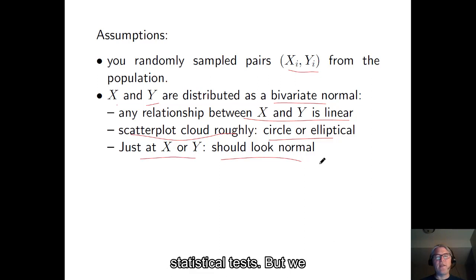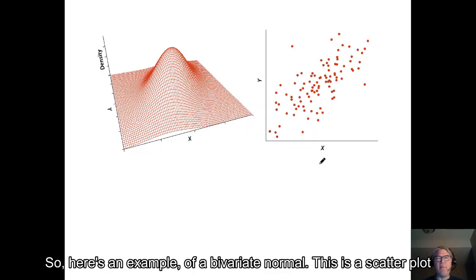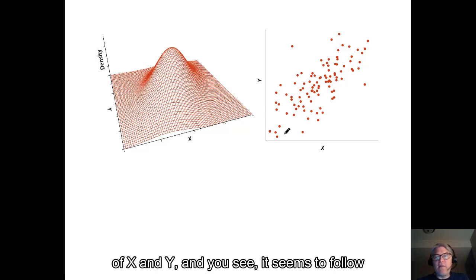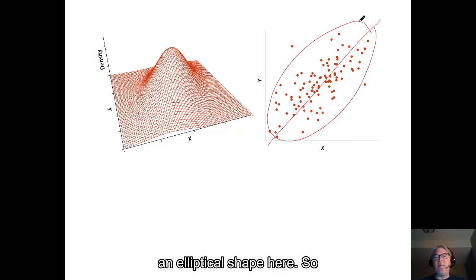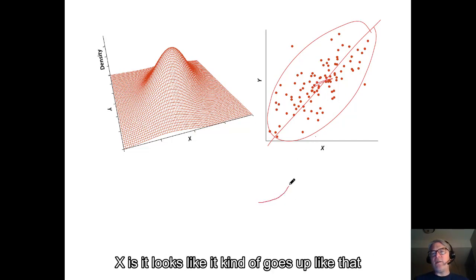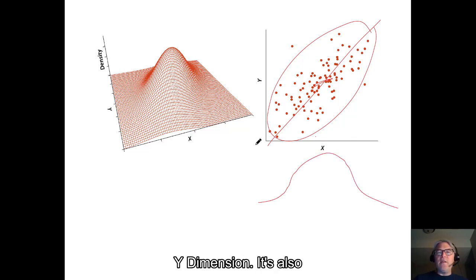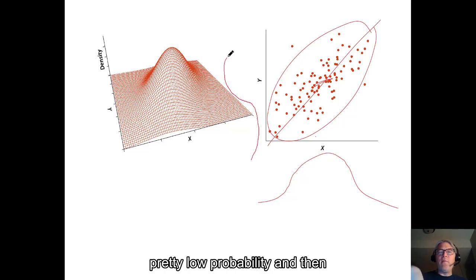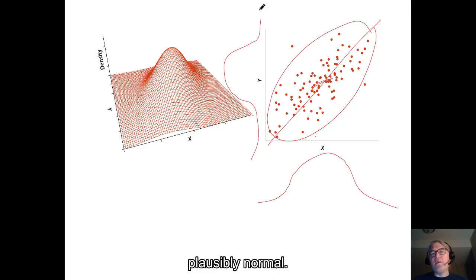And you can obviously do some statistical tests to look at this, but we don't focus on those details in this course. So here's an example of a bivariate normal. This is a scatter plot of x and y. And you see it seems to follow along a line, and it's roughly an elliptical shape here. So this seems like a good candidate for regression. It seems like there are a lot of points in the middle. So if we were to think about what the distribution of x is, it looks like it goes up like that, and there's not a huge number of outliers. And on the y dimension, it's also pretty low probability and then higher here. I didn't do a great job of sketching that, but the point is they both look plausibly normal.